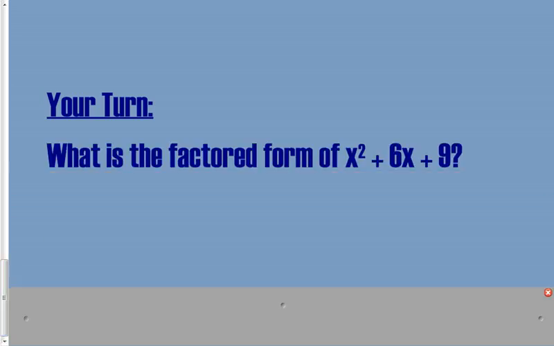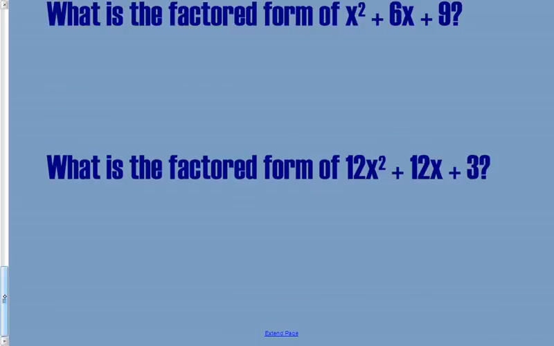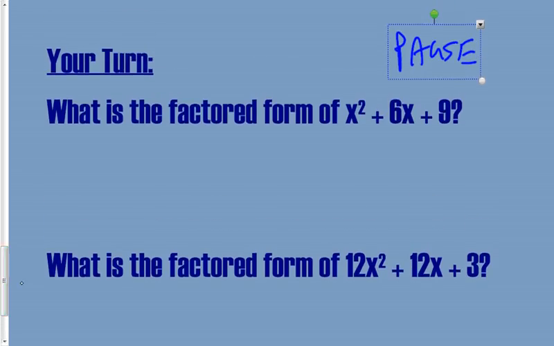So I'm going to give you two of them to try. So pause it right now. Try these two. We have x squared plus 6x plus 9. So that would be a perfect square trinomial, or you can just use the look for the target numbers. And then what is the factored form of 12x squared plus 3? I'm going to give you a hint. Factor out the greatest common factor first. There is something that you can factor out first, and then I believe you'll be able to do the difference of squares.